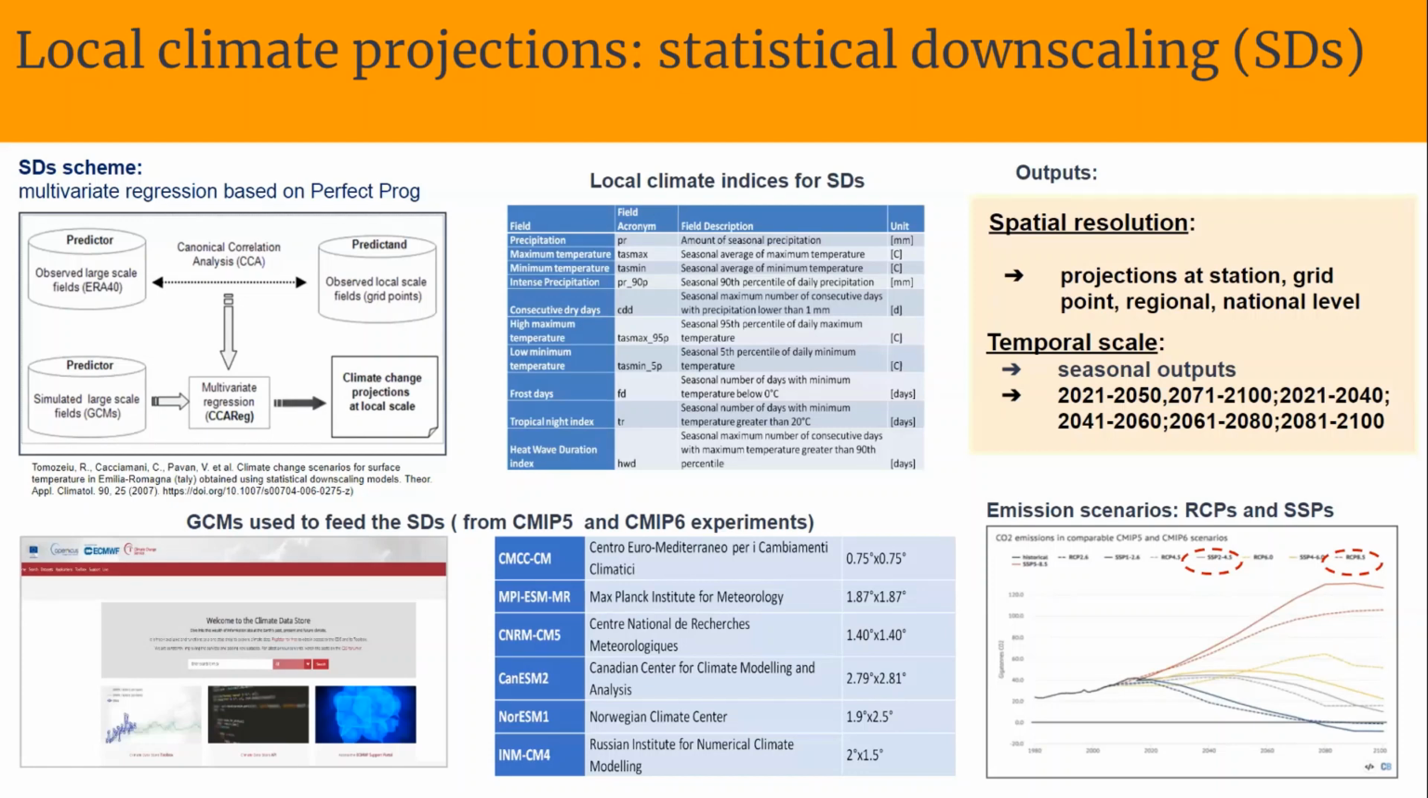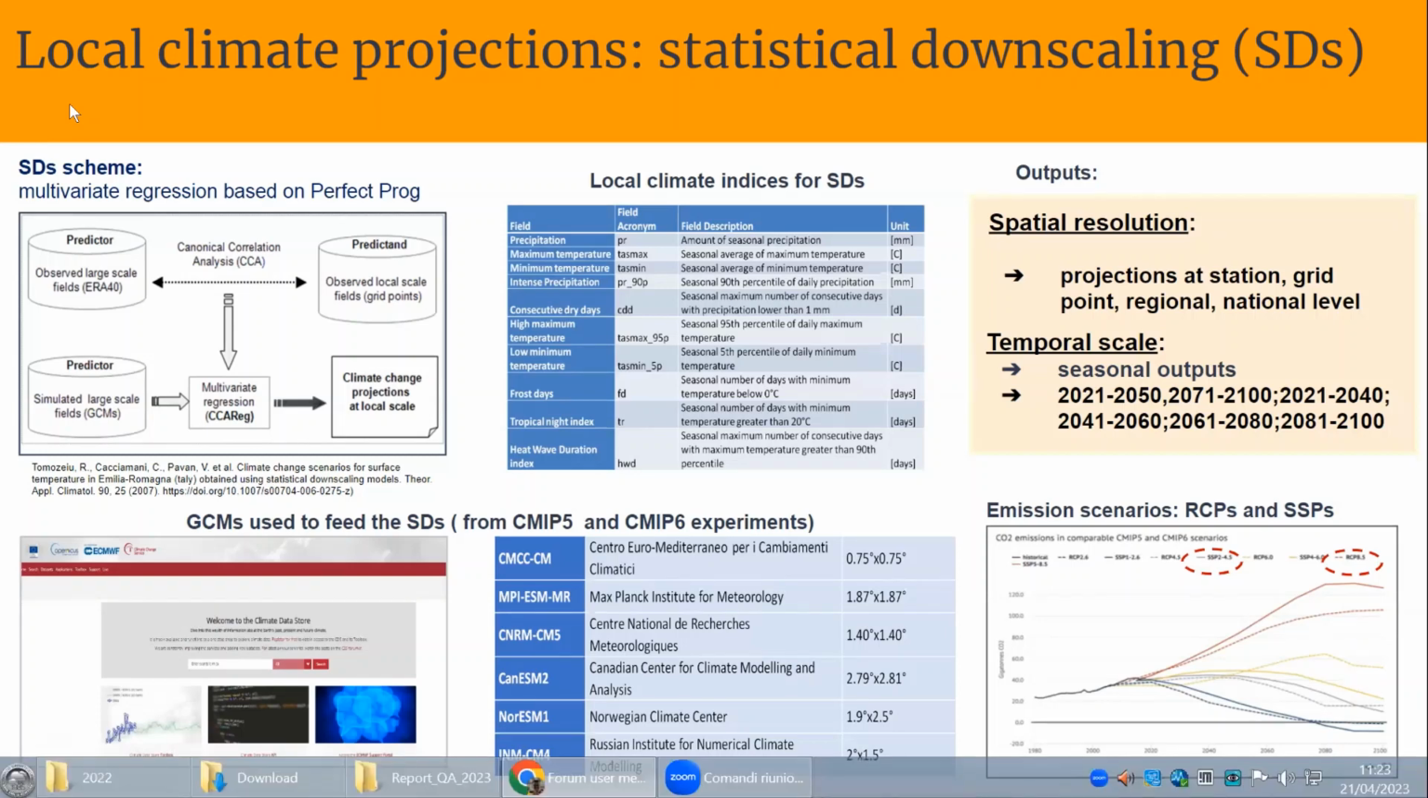We are looking at the local climate projections using different climate indices that cover temperature and precipitation, mean and extreme values. We are doing this, as I said before, as a support to regional government to construct their adaptation strategy and also to local authorities. What are our outputs, our products?